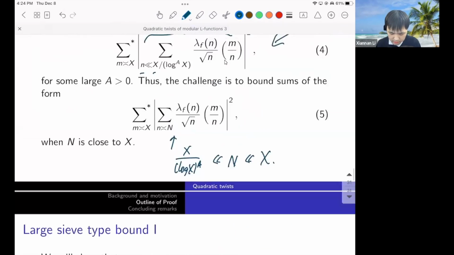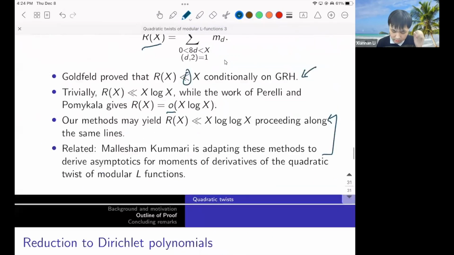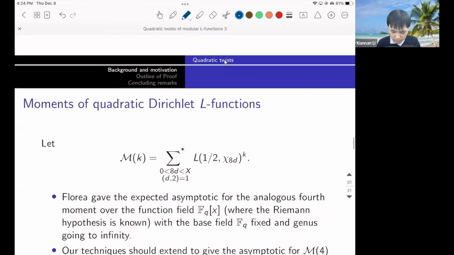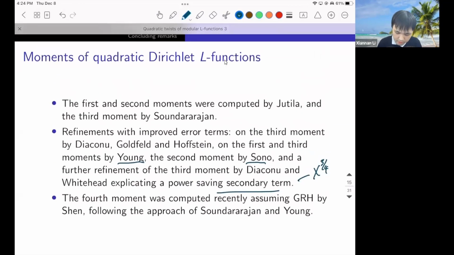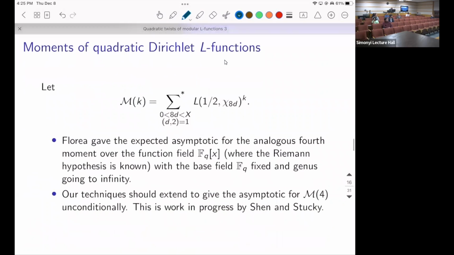So Sound did the cubic moment, and then the fourth moment was unknown unconditionally. So the fourth moment is known conditionally, assuming the generalized Riemann hypothesis, by the work of Shen. He used the same approach as Sound and Matt Young, and he has just one leading term, so just the largest order term. So why do your methods not work? It's a divisor function. It's that much more complicated.